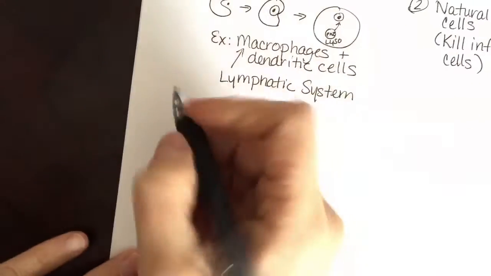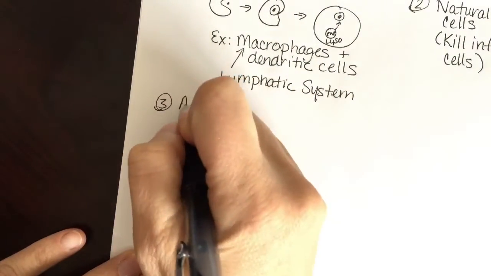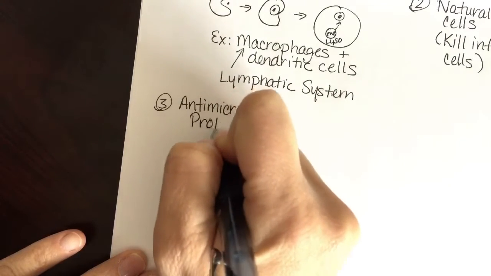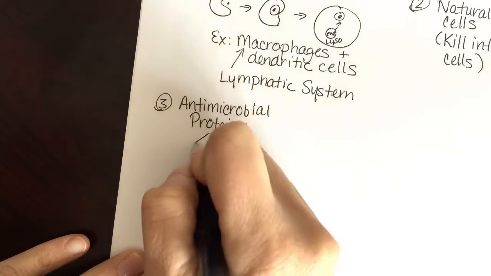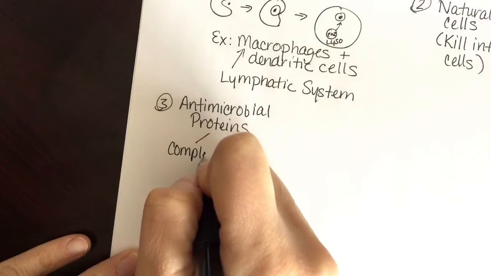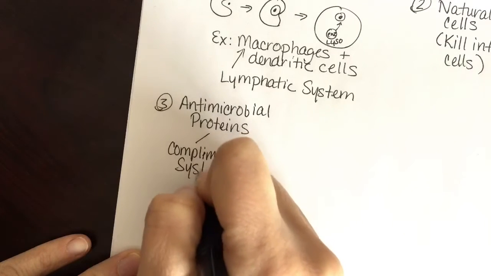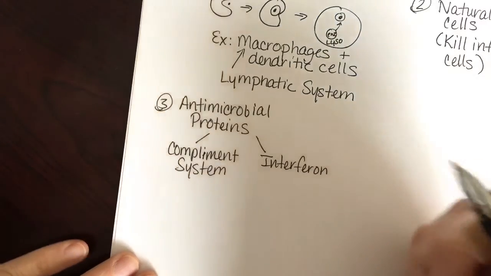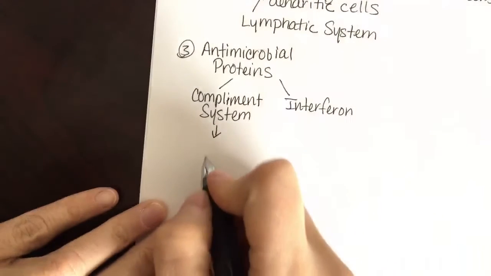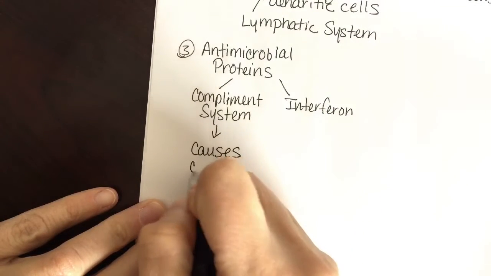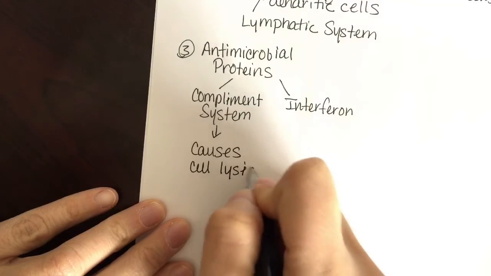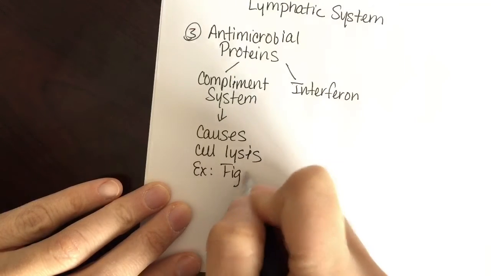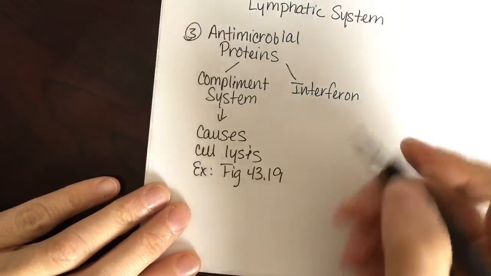Then, let's move down here. The third thing is antimicrobial proteins. And we talked about the complement system. And interferon. So what do these do? The complement system will cause lysis of the pathogen. So this is, look at figure 43.9, that illustrates that and how that happens.